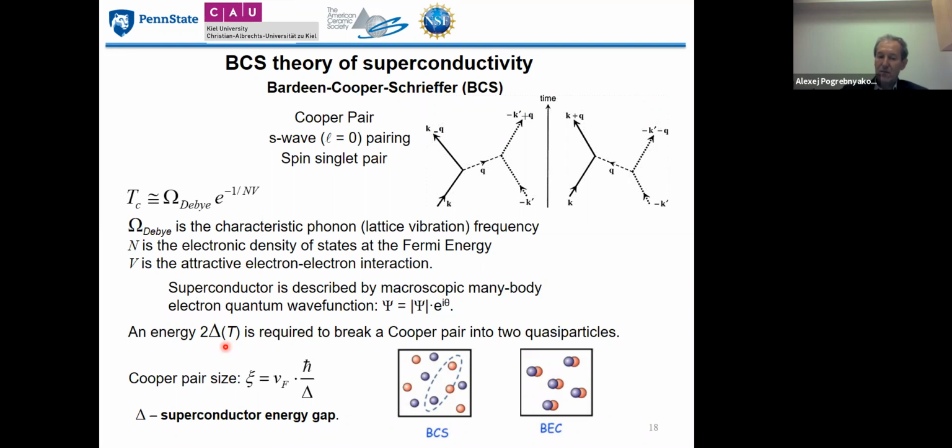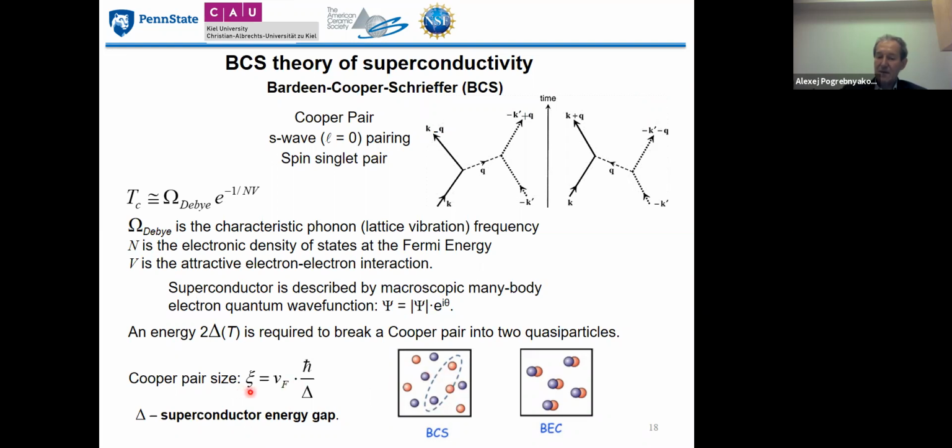So a superconductor is described by a microscopic many-body quantum wave function, and to break the Cooper pair into particles, one has to apply an energy of delta, and the Cooper pair size or coherence length, where v_F shown here is the Fermi velocity, over Planck constant over delta, which is called the superconductor energy gap.